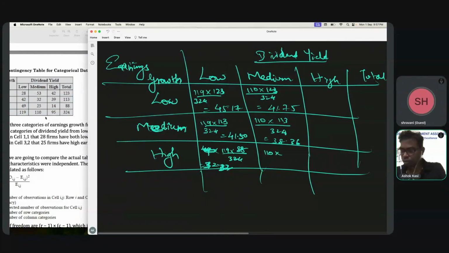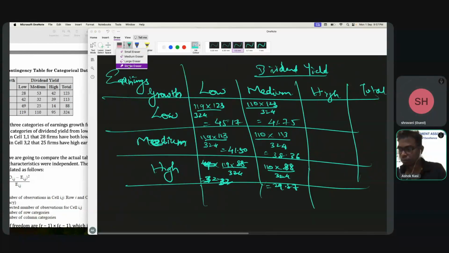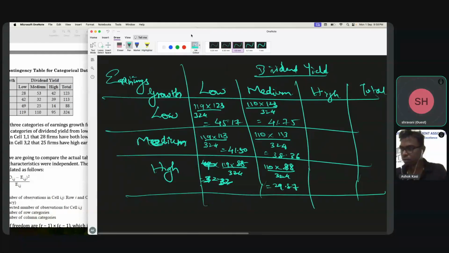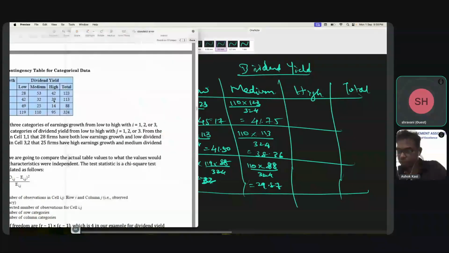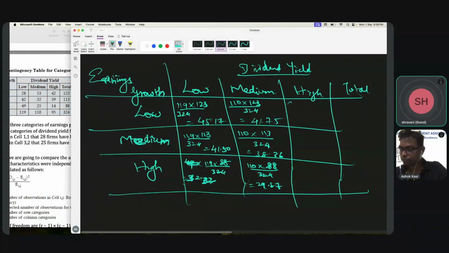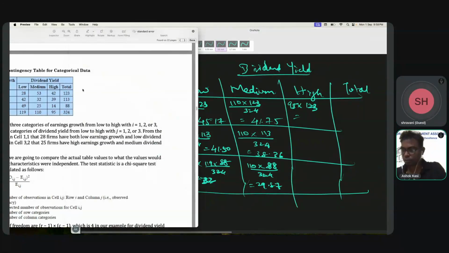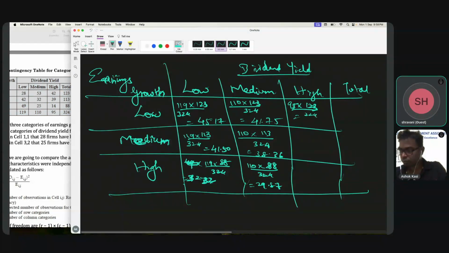Then the next one, 110 into 88 divided by 324 gives 29.87. The next one, high: 95 into 123 divided by 324 gives 36.04.